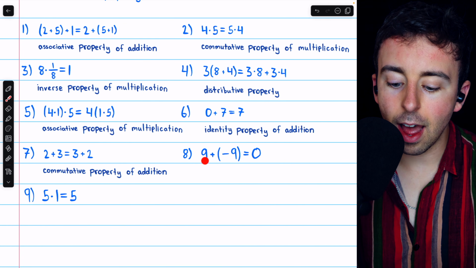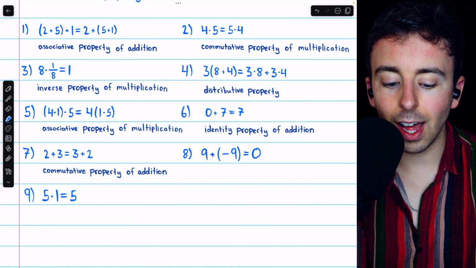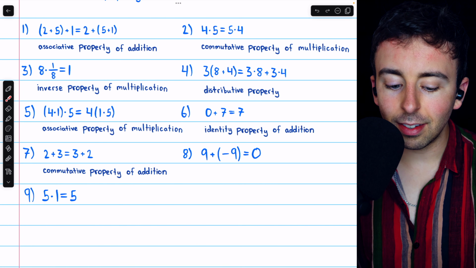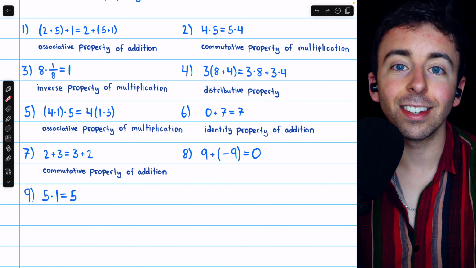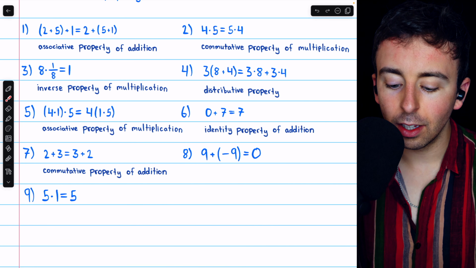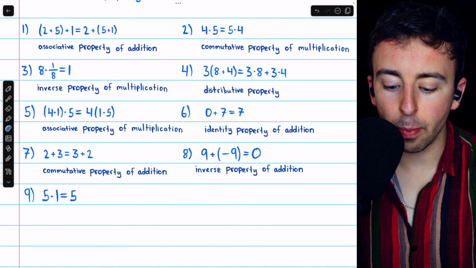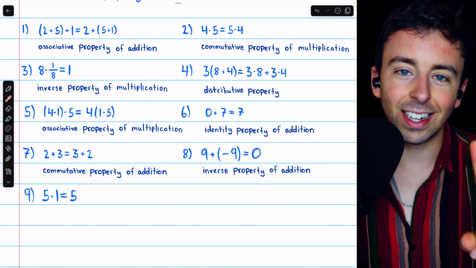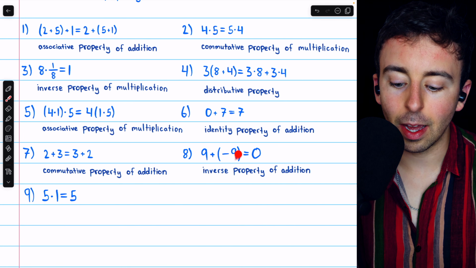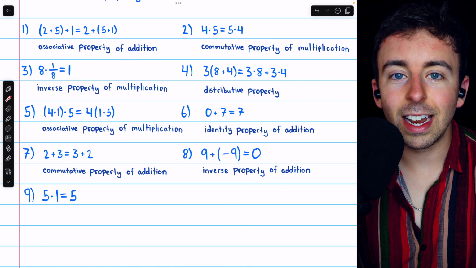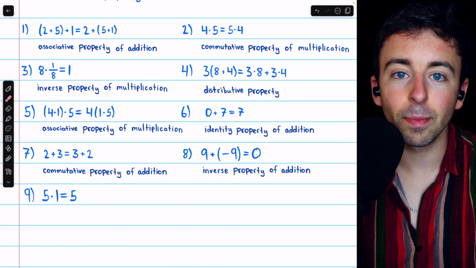Equation 8 says that 9 plus negative 9 equals 0. This is actually a lot like equation number 3. This says for any number, like 9, we can add this other number, called its negative, so negative 9, so that when we add them together, we get 0. This is called the inverse property of addition. Every number has an inverse, or what we more often call an opposite, which when added to the number produces 0. 9 plus negative 9 is 0. 2 plus negative 2 is 0. 8 plus negative 8 is 0, and so on.